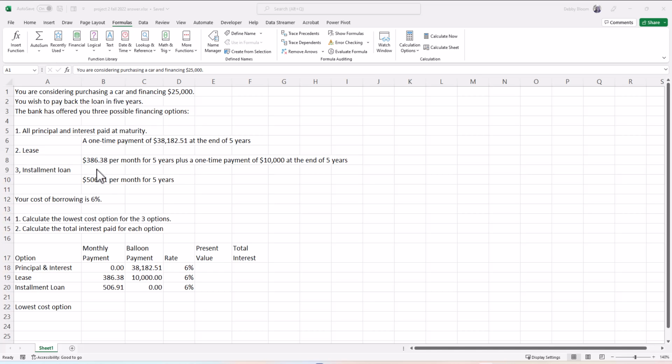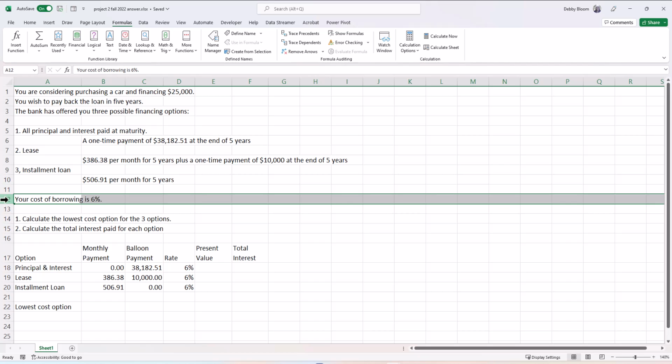You can lease it and pay $386.38 a month for 5 years, plus a one-time payment of $10,000 at the end of 5 years, or you can pay $506.91 per month for 5 years.